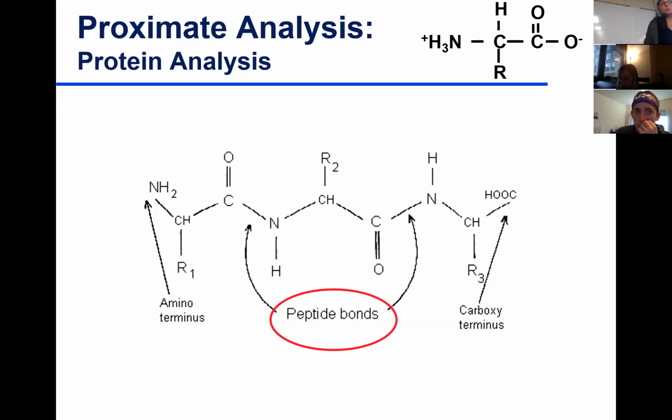Otherwise, these peptides will not be detected. The small hydrolysate will not be detected, because when you break the proteins, not every fragment is going to have an aromatic amino acid in it.